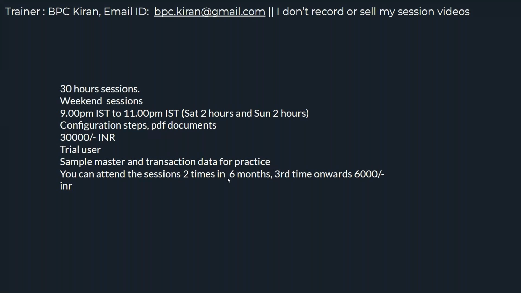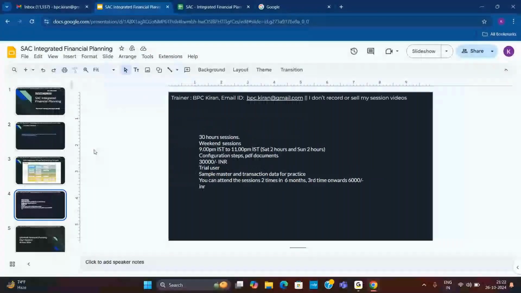So if you are not comfortable with the 2 times, let's say if you want to attend a third time also, because you want to understand some new features available in SAC, then you have to pay only 6,000. So first time this is 30,000. After you attend two times, third time onwards it is 6,000. So this is overall about this particular course.